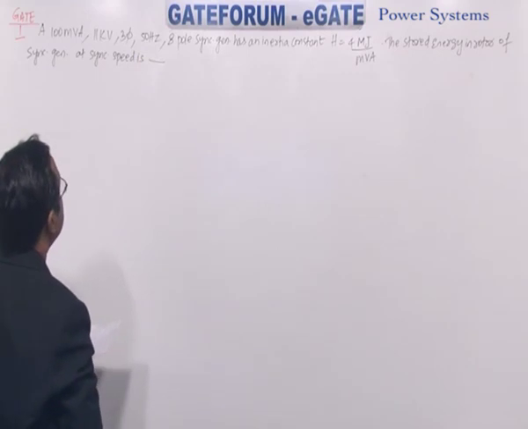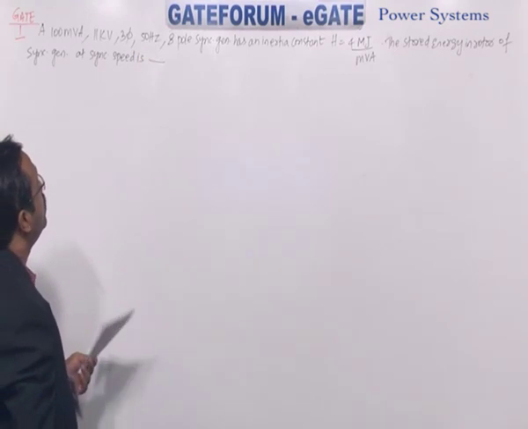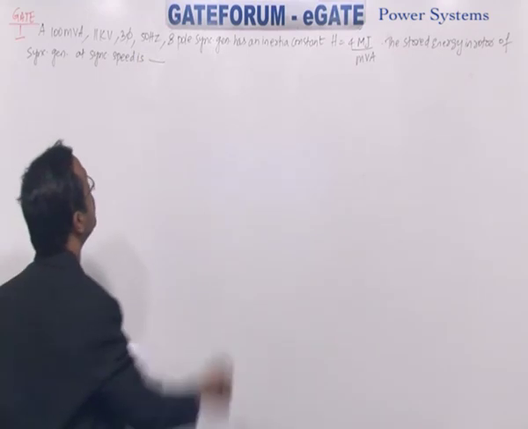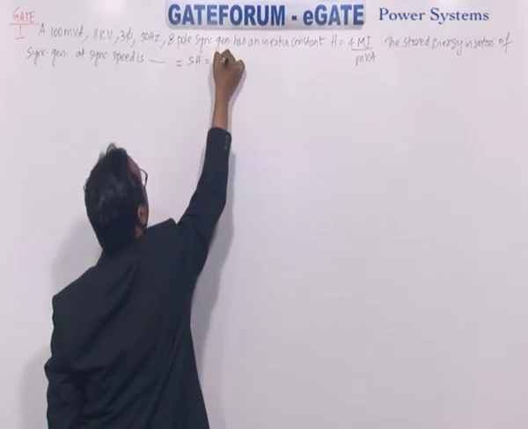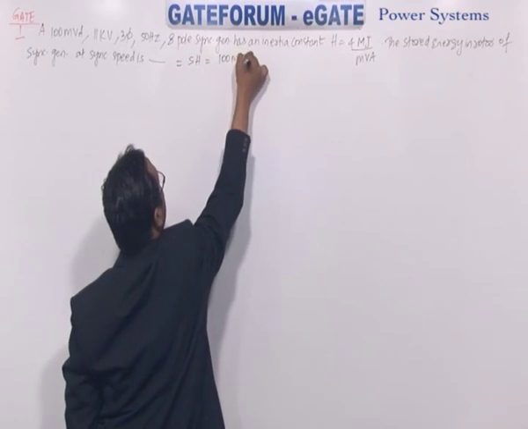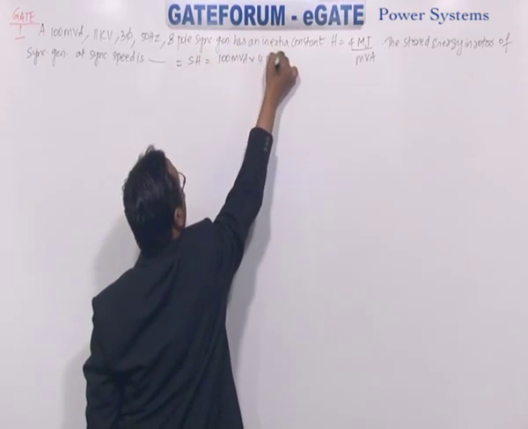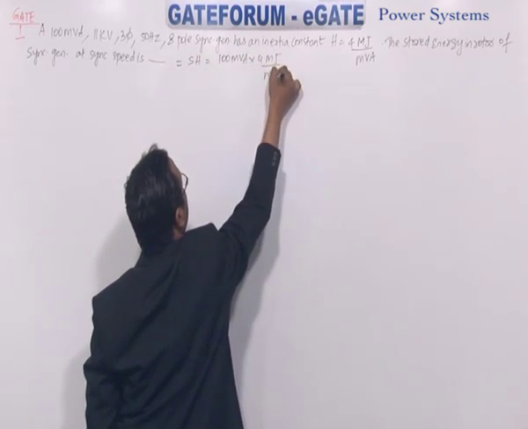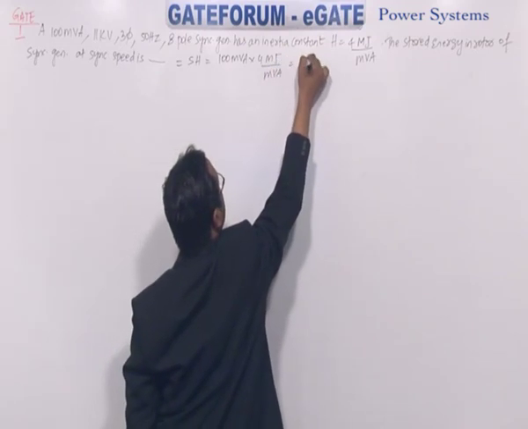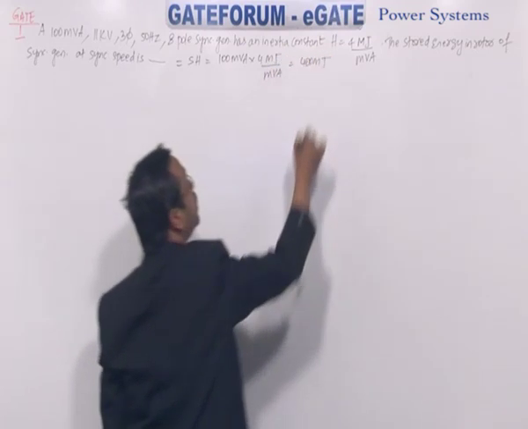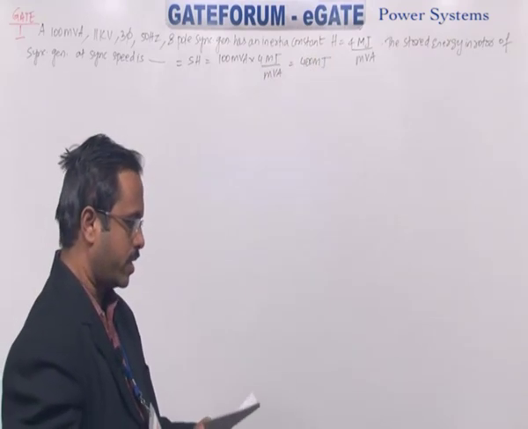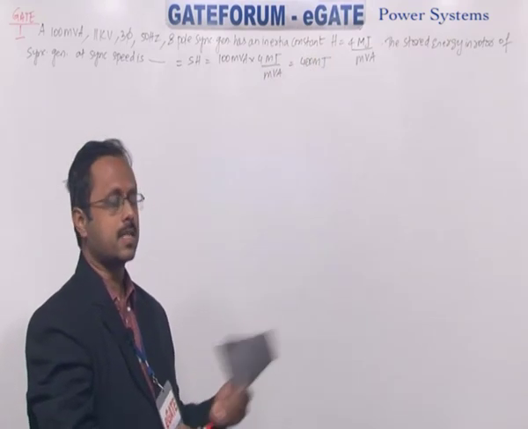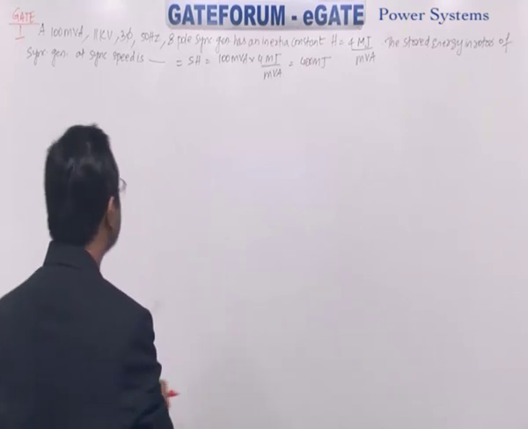How do you find the kinetic energy stored? S into H. S is 100 MVA. H is 4 megajoules per MVA. Simplifying, you get the answer 400 megajoules.